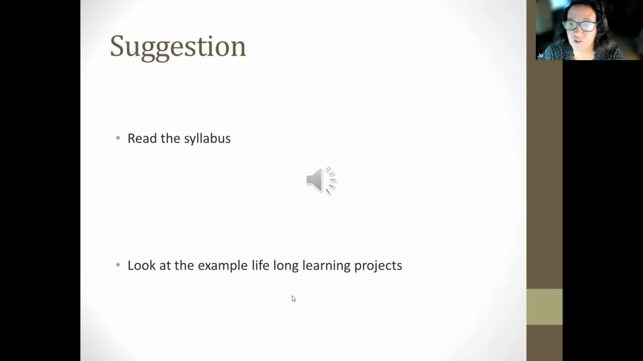So my big suggestions. First of all, read the syllabus. All this information is in the syllabus. So once again, if you have questions, or the video's too fast for you, go back and please read the syllabus. The other thing is look at the examples we have in our course shell. Sometimes when you look at examples, they can inspire you and you'll know if you're on the right track. And thirdly, you can always reach out to me.